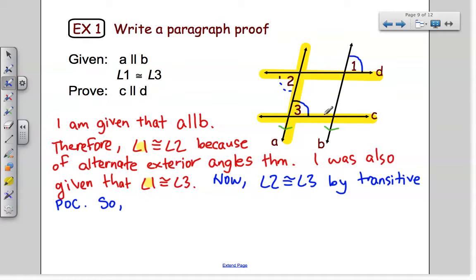So, if 2 and 3 are congruent, oh, wrong line. Sorry. Okay, so C is parallel to D. Because remember, if we can show that alternate interior angles are congruent, the lines have to be parallel. So C does have to be parallel to D by alternate interior angles converse. This is a converse because I'm proving that lines are parallel based on some congruent angles.